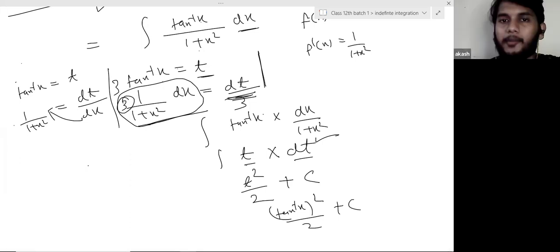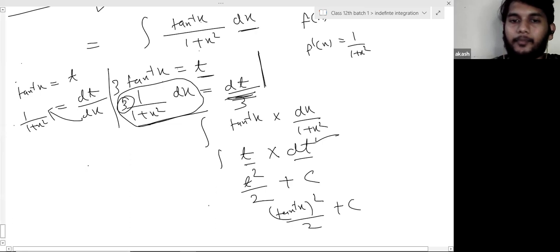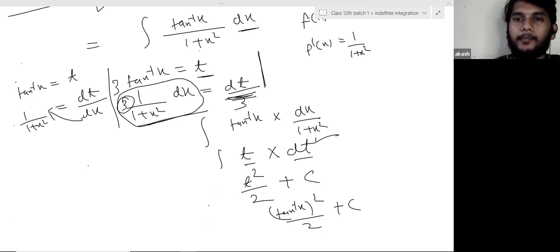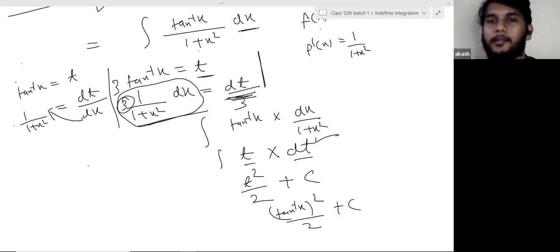Everyone is clear about this method? Yes or no? Kulsum, Ronaldo, Ishan, Shikani, this thing is clear? All right. Half of you, your mics are not working. All right. So always look for function, its differentiation. Function, its differentiation. That is all substitution is about.